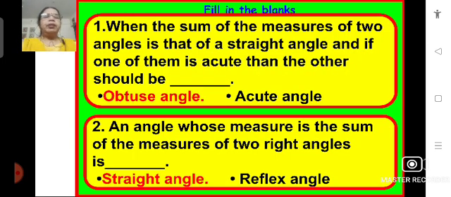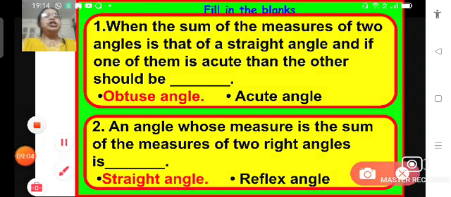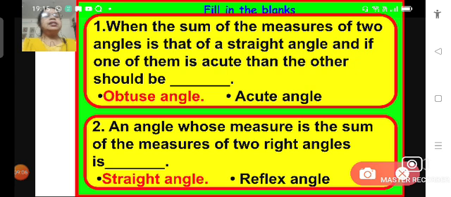Next is fill in the blanks. Question 1. When the sum of measure of two angles is that of a straight angle and if one of them is acute angle, then the other should be obtuse angle. So when the sum of the measures of two angles is a straight angle, that means 180 degree, and one of the angles is acute angle, then obviously the other one will be the obtuse angle.